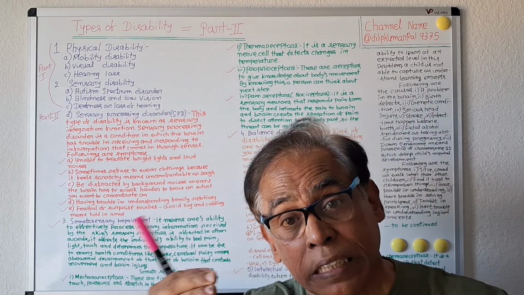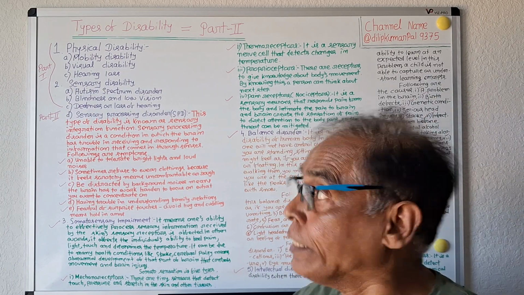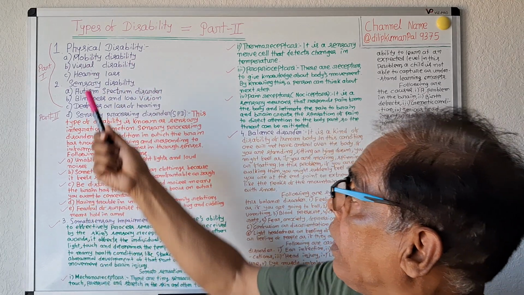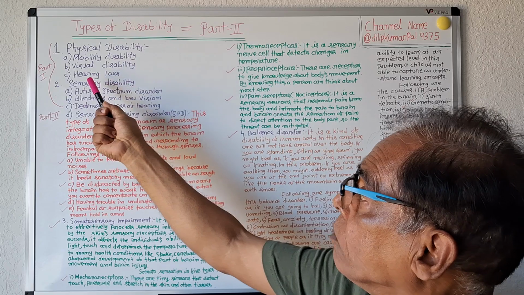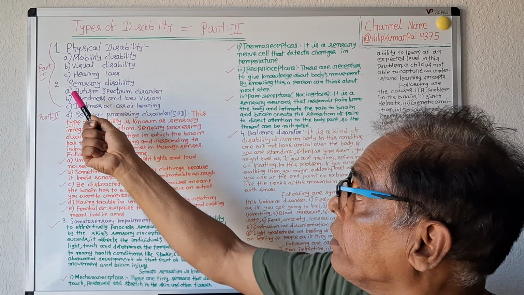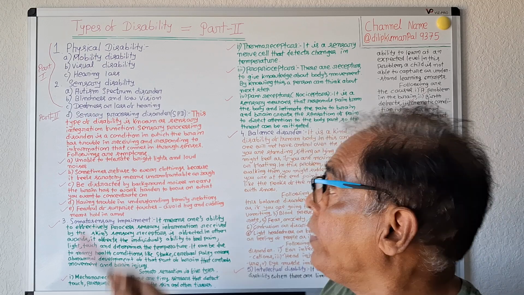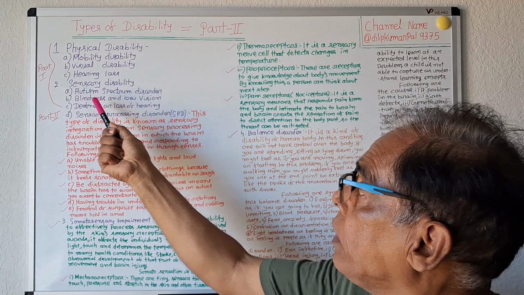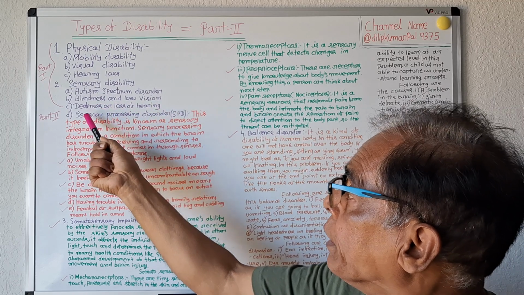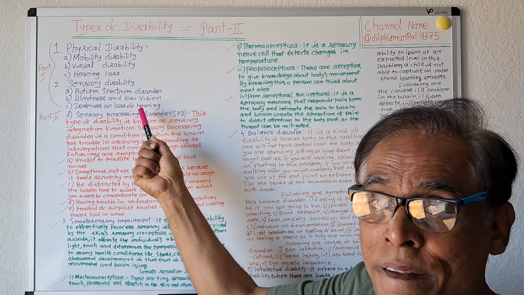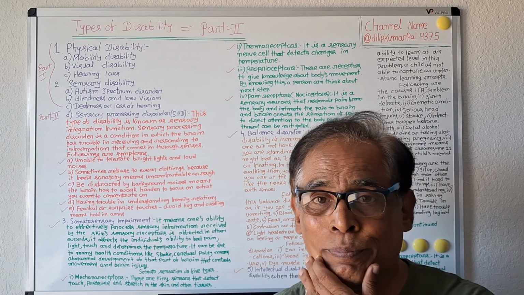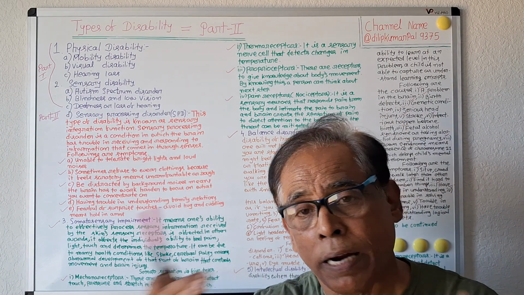In Types of Disability Part 1, I have discussed physical disability, which has three categories: mobility disability, visual disability, hearing loss. And I have discussed the second type of disability, sensory disability: autism spectrum disorder, blindness and low vision, deafness and loss of hearing. Up to this, I have discussed in the first video, Types of Disability Part 1.